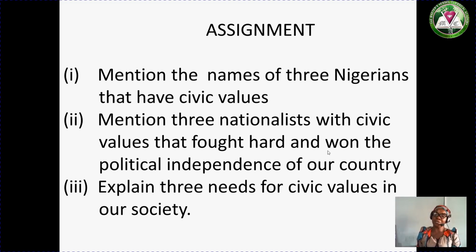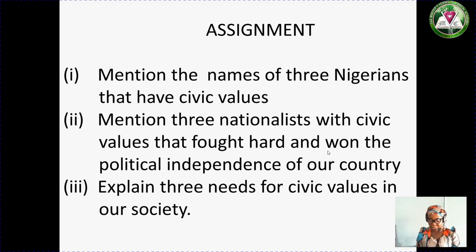Then again, I told you that there are some nationalists that have these civic values in Nigeria. They have these civic values, and they fought hard and made sure that we won our political independence in Nigeria. If not for them, I don't know what would have happened to Nigeria. But because they fought very hard as good citizens, we are able to have our independence.